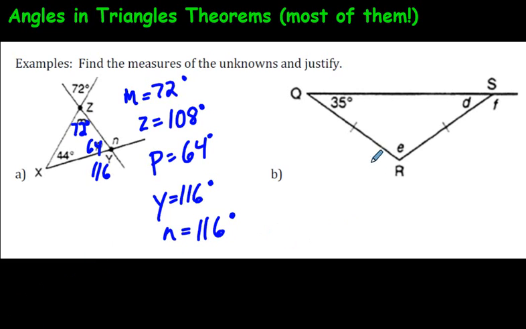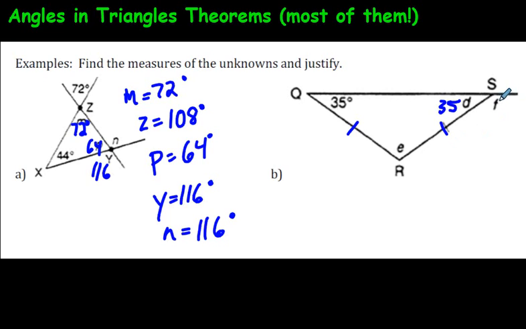All right, let's quickly do this one. Remember, isosceles triangle means these two sides are the same length. That means these two angles are also the same. Okay.